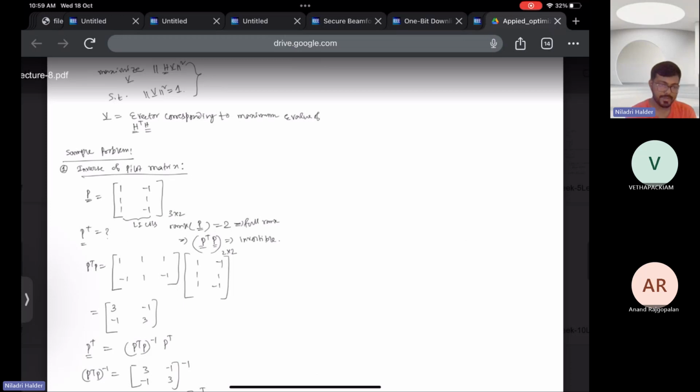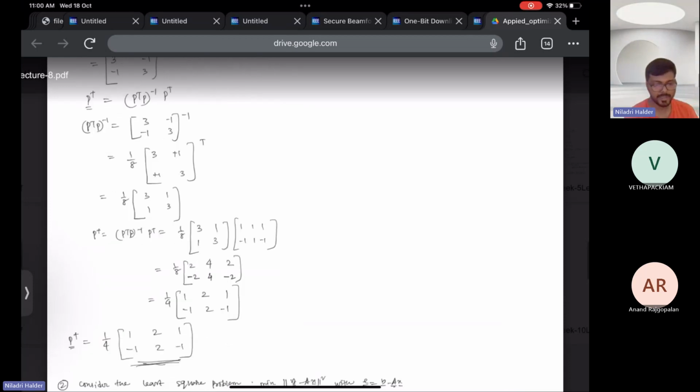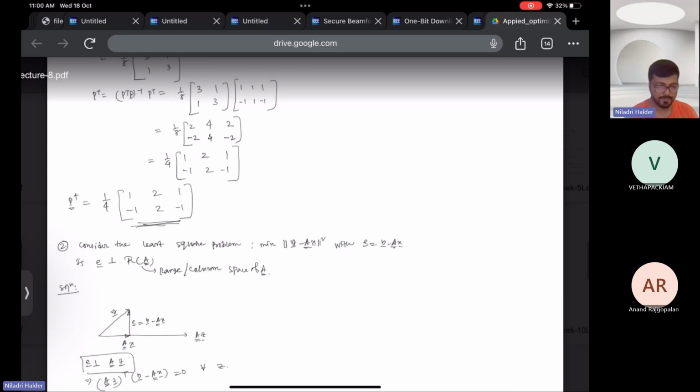If you check that this matrix is a full rank matrix, that is, rank of P is equal to 2, then P transpose P will be a 2 cross 2 matrix, and the rank of P transpose P will also be 2. That means P transpose P is invertible, so the inverse of P transpose P exists. Then P dagger, the pseudo inverse of P, will be (P transpose P) inverse times P transpose. That is written here. We have found P transpose P, then its inverse, then P transpose. So this is the pseudo inverse of P.